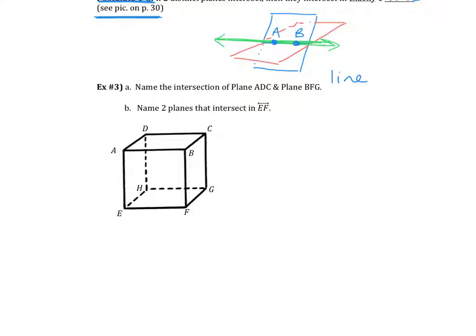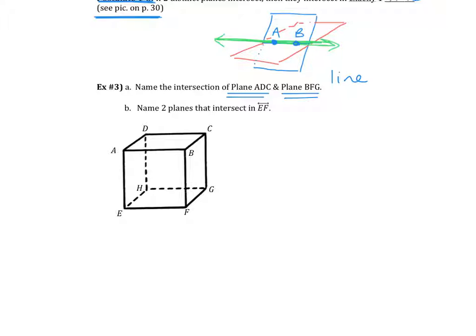So we've got to figure out what line is the intersection of these 2 planes. So you have plane ADC and you have plane BFG. Don't let it throw you off that there's only 3 letters when the figure that you're looking at is going to have 4 letters in actuality.